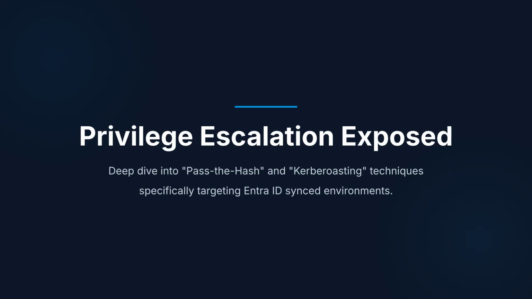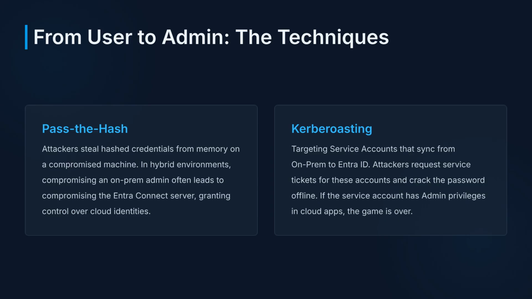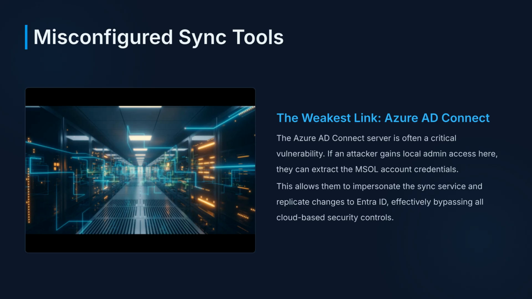Let's expose privilege escalation, focusing on pass-the-hash and Kerberoasting techniques specifically targeting Entra ID synced environments. Pass-the-hash involves stealing hashed credentials, often leading to compromise of the Entra Connect server in hybrid environments. Kerberoasting targets service accounts to crack passwords offline, potentially granting admin privileges in cloud apps. The weakest link is often the misconfigured Azure AD Connect server.